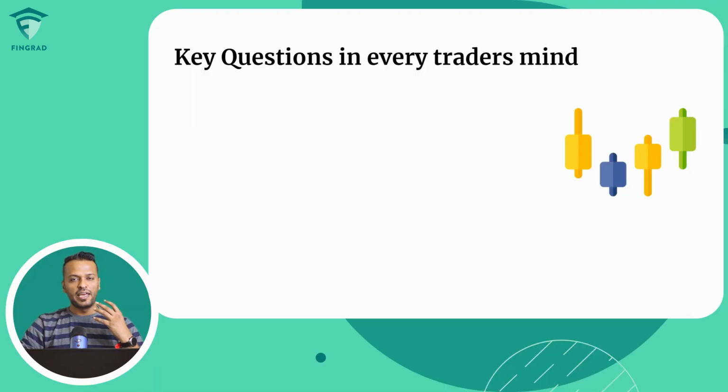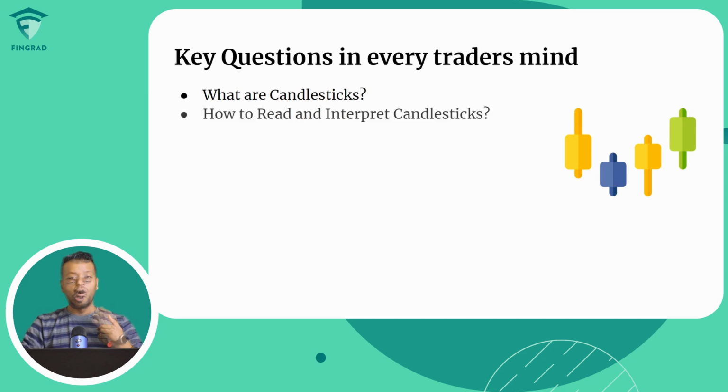If you are a trader who is doing day trading or long-term trading, the basic question which comes to any trader's mind is: what are candlesticks? Why is it talked about so much? Why do traders love it so much? How to read and interpret candlesticks? Because a lot of people look at the candlesticks and they get scared. It looks like a bunch of red lines and green lines. What do those candles actually mean? What is the information or knowledge which is being passed on by the candlesticks to the traders?